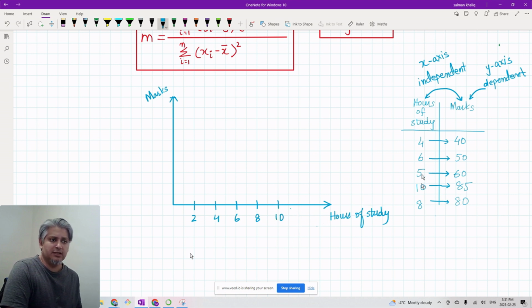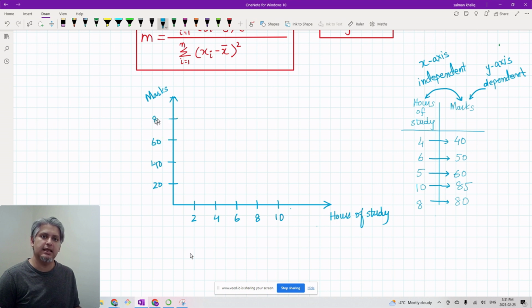And it keeps on going, but since we don't have bigger values than that, I will just keep it there. On the y-axis, I can see I'm going in the range from 40 till 85. So I will say maybe every 2 boxes is 20 marks. So this is 20, this is 40, this is 60, this is 80, and over here is 100.